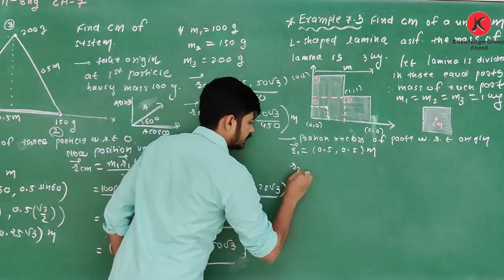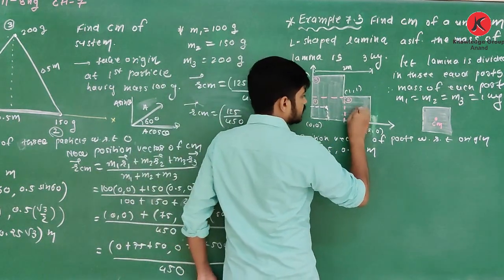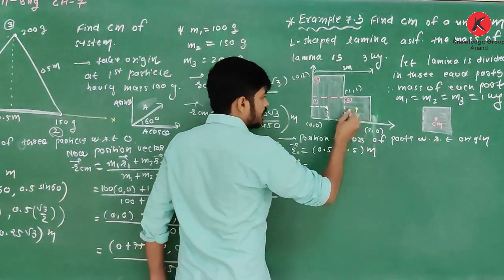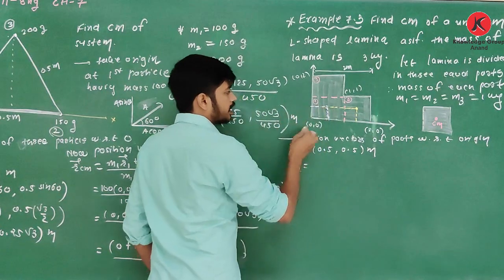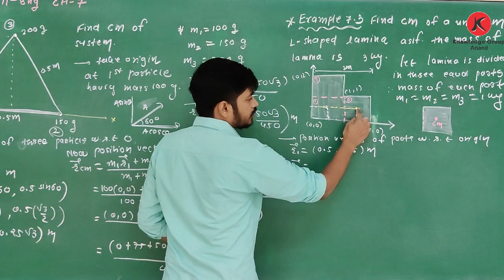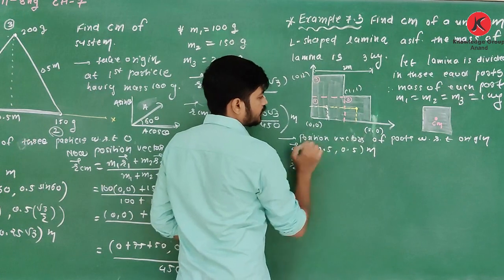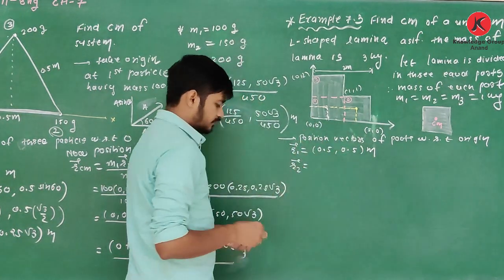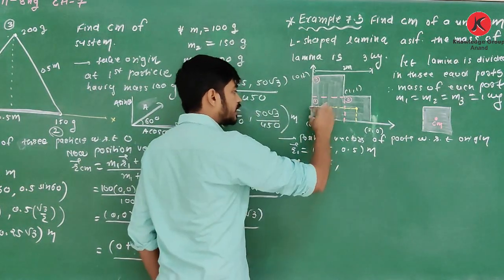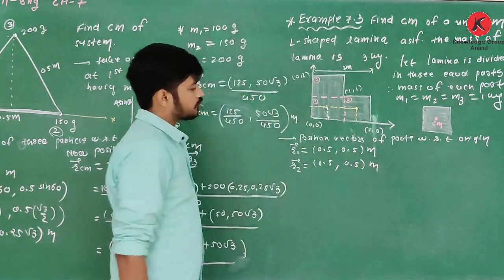Then R2 means the second part. For this second part, where is its center of mass? Here, at this point. You have to draw perpendiculars on the x-axis and on the y-axis. For its center of mass, the x component: this total distance is 1 and it is 0.5, so obviously it is 1.5. And the y component is 0.5.